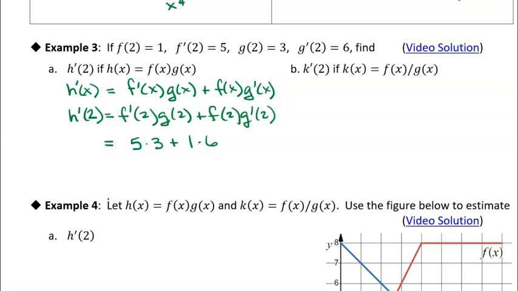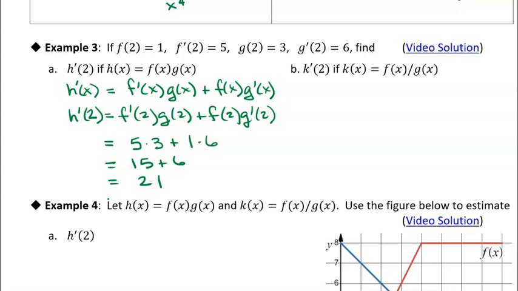All right? So from there, it's just arithmetic, right? We have 15 plus 6, which is 21. All right, so that's our answer. H prime of 2 was 21, right? So we didn't even need to know what f of x and g of x are because we had the values that we needed. So, all right, now let's try another one.